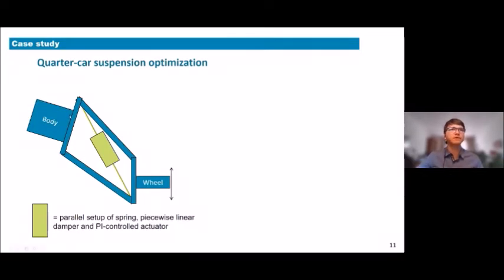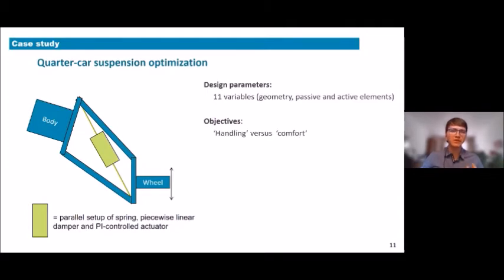And so the body is attached on one end of the mechanism, the wheel is attached on the other. So with this model, I have in the end 11 design variables, so an 11-dimensional design space, which ranges over geometry and suspension parameters. What we're trying to optimize here is two things simultaneously. So it's a bi-objective problem, and I will be trying to trade off handling versus comfort.